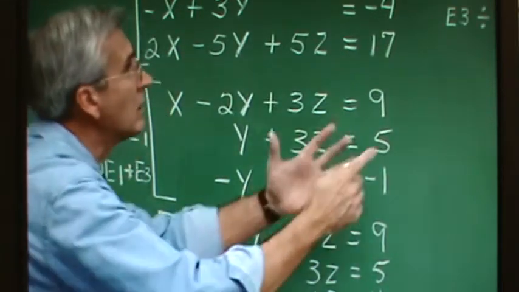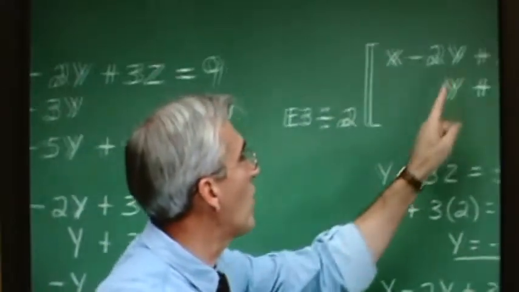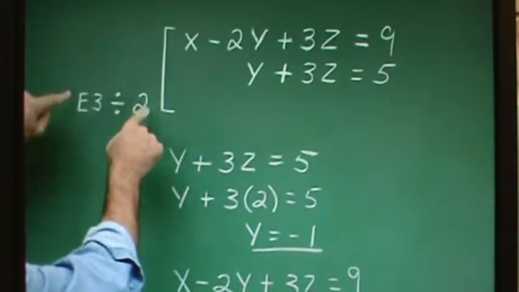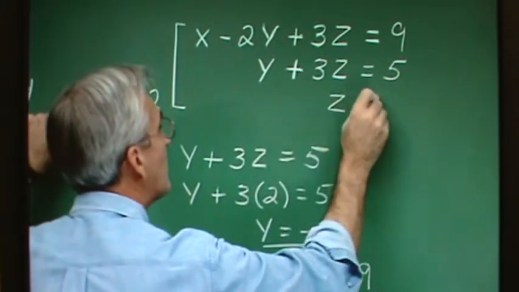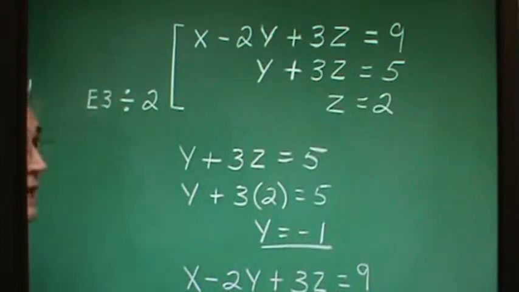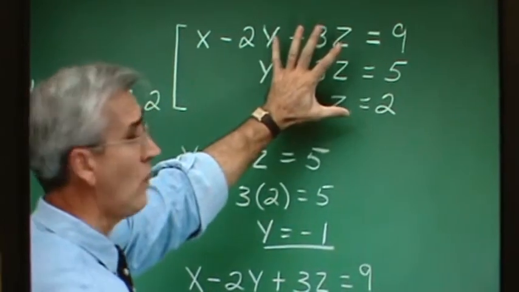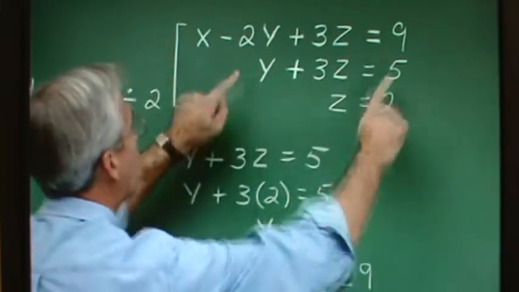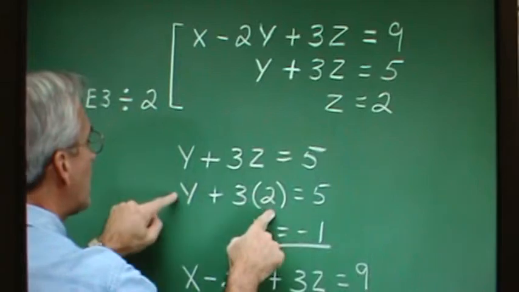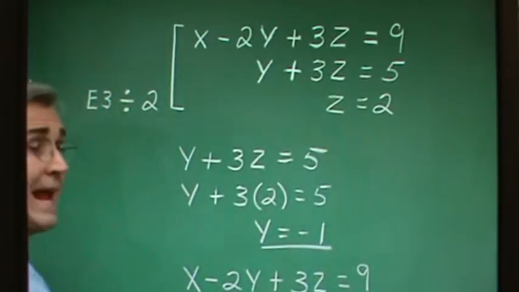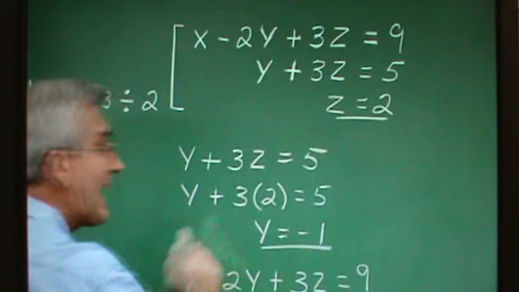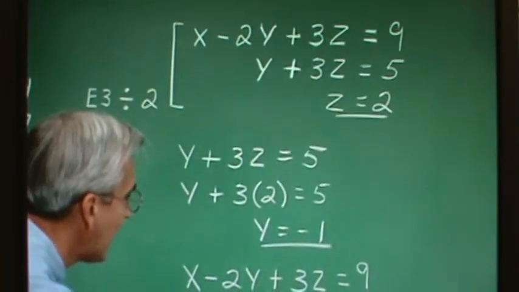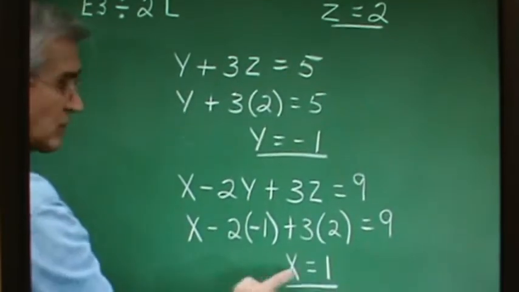So I'll come up over here, and I'll write my first two equations, and then I'll indicate what I'm doing to equation 3. I'm dividing by 2, and when I divide by 2, I find z to be equal to 2. Now, once I have the equations in this form, I go through this back substitution process. I know that if z is 2, then I can take this equation and replace z with 2 and find y to be negative 1. And now that I know z and y, I can find x by using the first equation. So the first equation, let y be negative 1 and z be 2, and we find that x is 1.